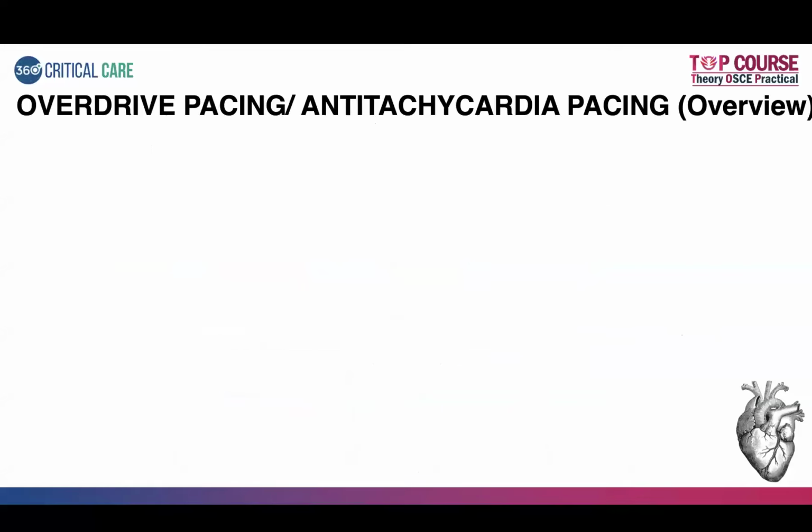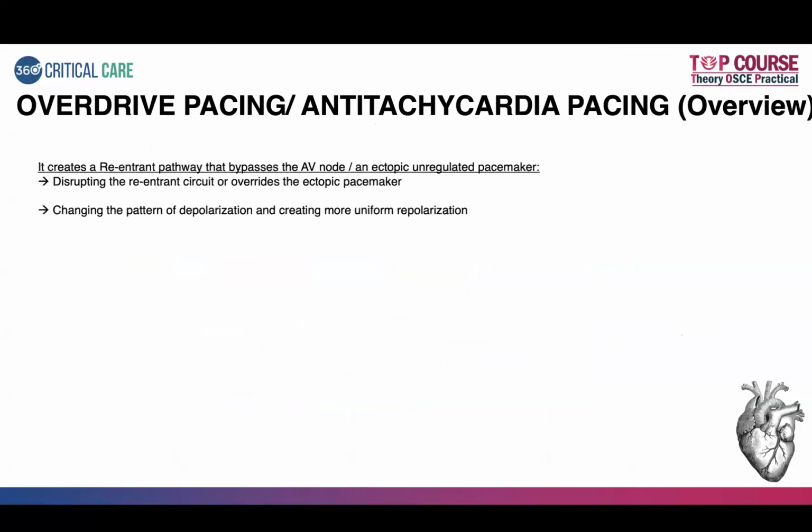So one important thing I wanted to discuss is about overdrive pacing and anti-tachycardia pacing, because if at all a question is asked related to electrical storm, this concept can be added to that. So how does it help? It creates a re-entrant pathway that bypasses the AV node or an ectopic unregulated pacemaker. By disrupting the re-entrant circuit or overriding the ectopic pacemaker, it changes the pattern of depolarization and creates a more uniform repolarization.